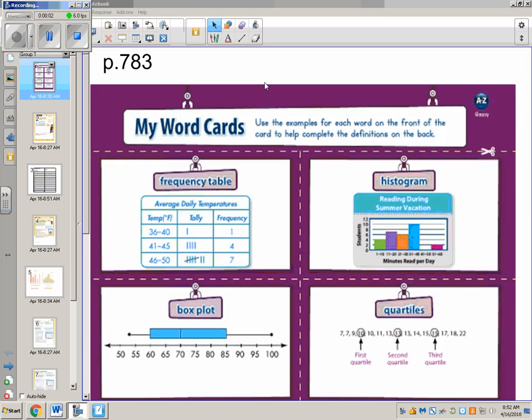Hi students, today we're going to start going over chapter 16. I'm going to start on page 783, so go ahead and open your book there if you're not already. I wanted to go over a couple of vocabulary words before we get started today.